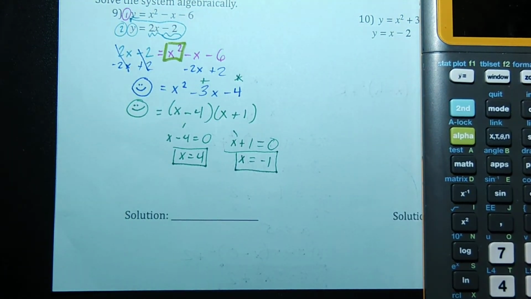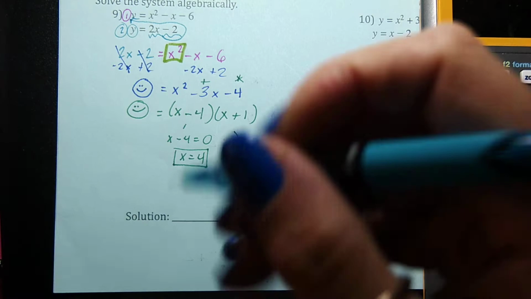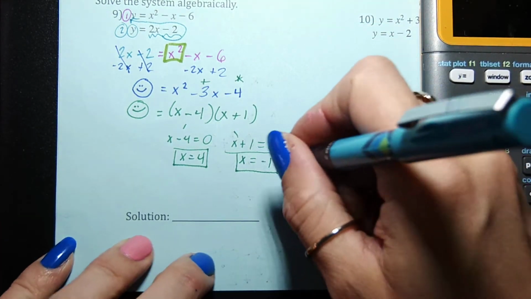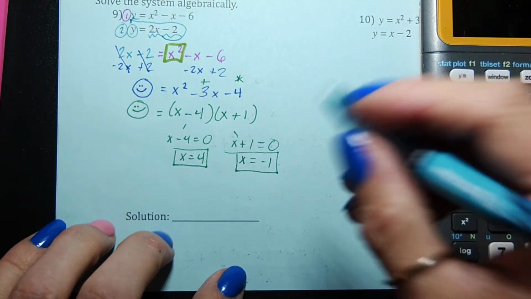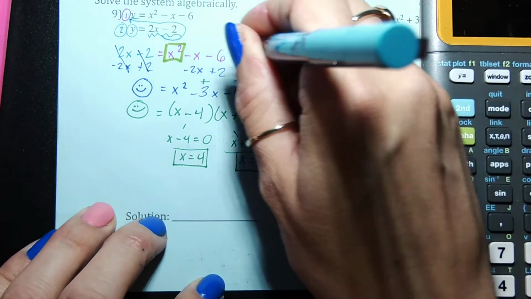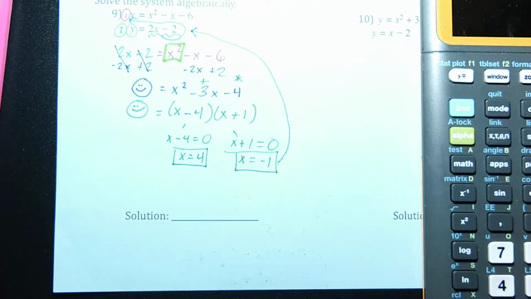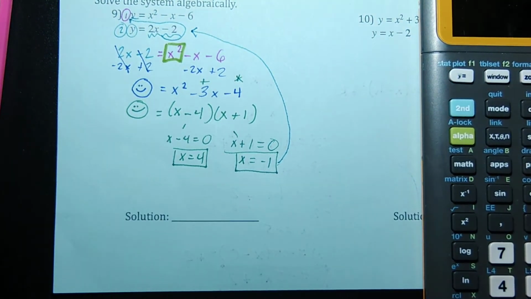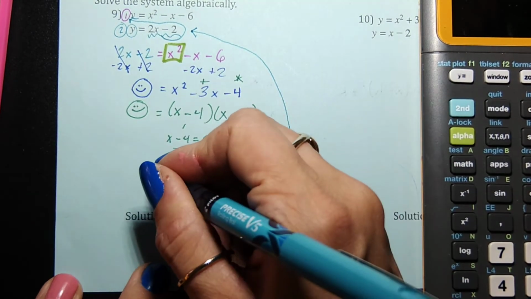Are we done? No, we're not. What do we need to find? Those y values. So I'm going to take those x values and plug them in. Which equation would you like to plug into? The second one. Now again, folks, it's not wrong to plug into the first equation, it's just more work. So we're lazy math people. We always want to do the easiest thing possible: smallest numbers, less calculator work.